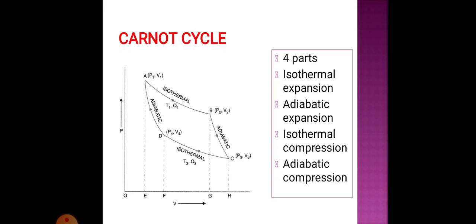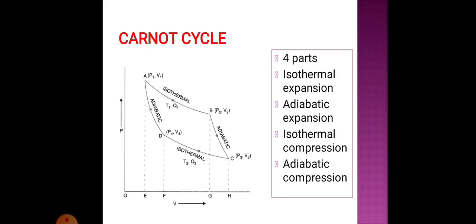The fourth segment is adiabatic compression. It is denoted by the segment DA in the PV diagram. The system is changing from P4V4 to P1V1, and the temperature will be changed to T1.